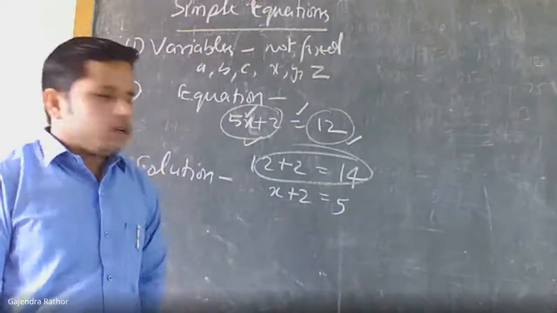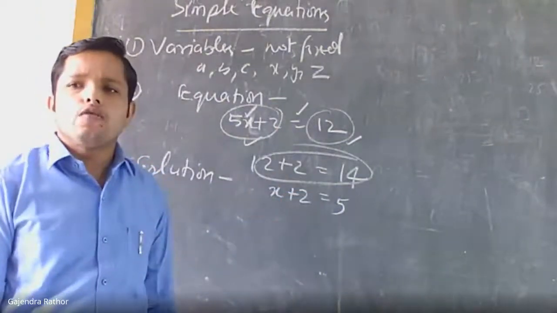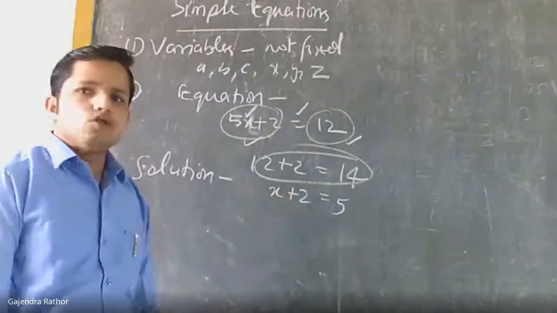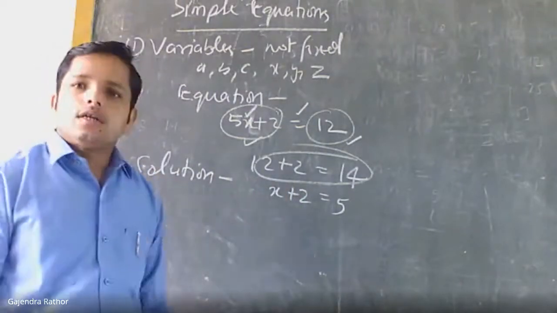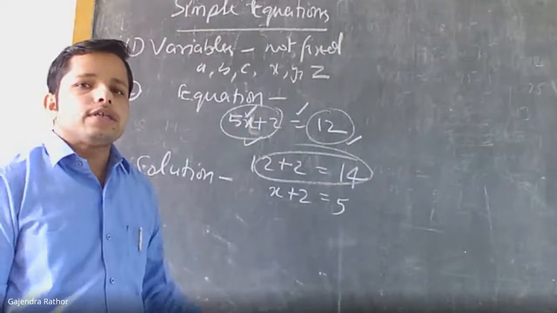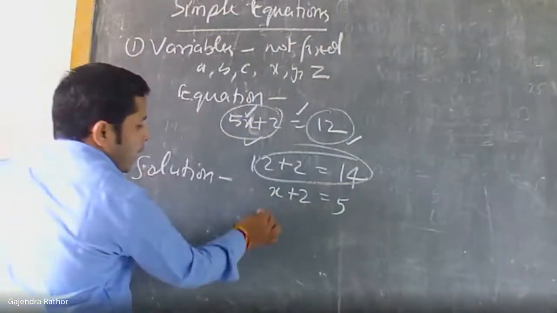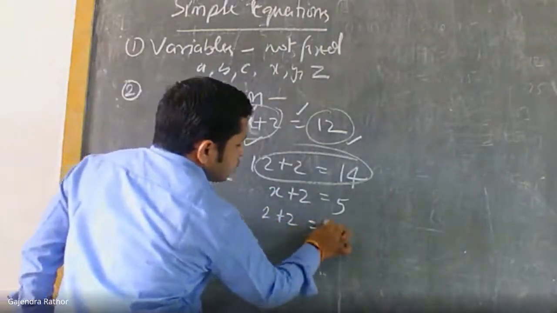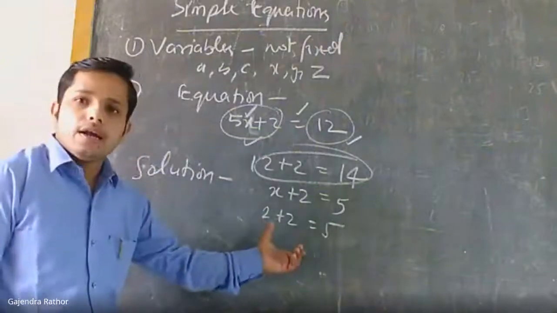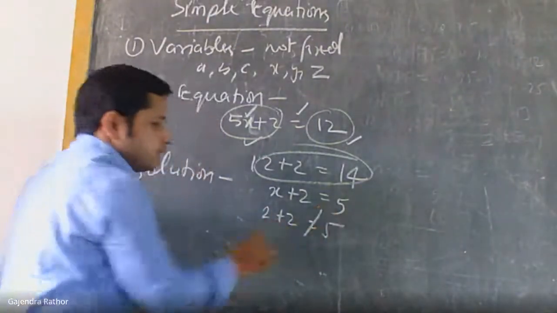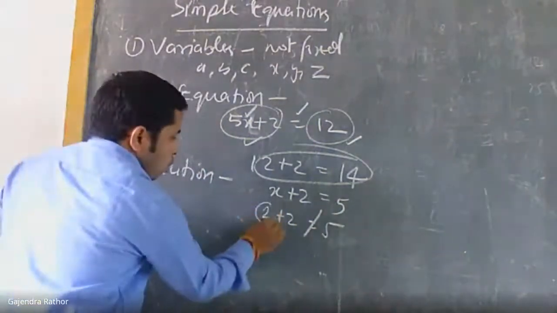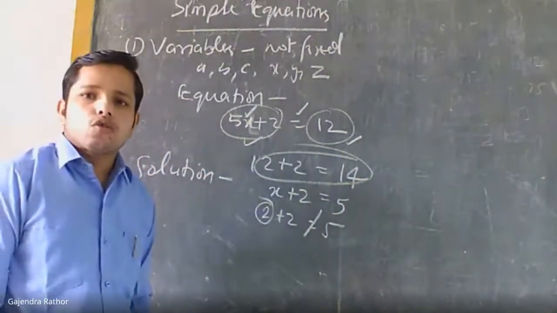Okay, just one example to understand the solution. I have x plus 2 is equal to 5. Suppose I told you the solution of this equation is 2. So I get 2 plus 2 is equal to 5. But here both sides are not equal, so this is not satisfied. So 2 is not the answer or solution of this equation.